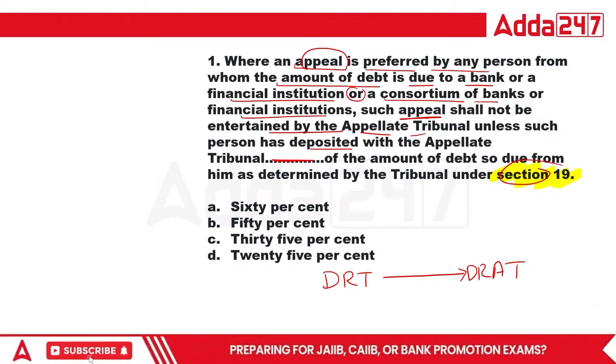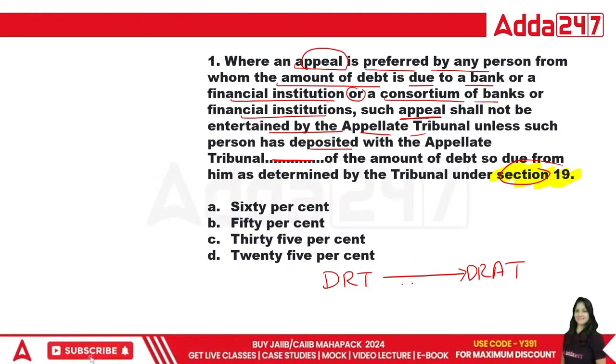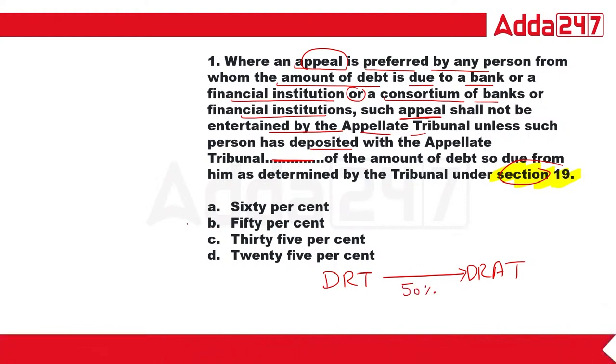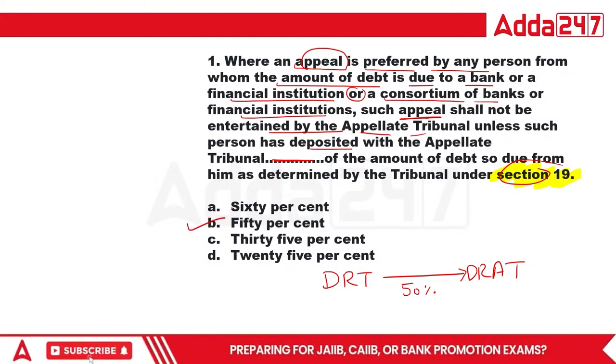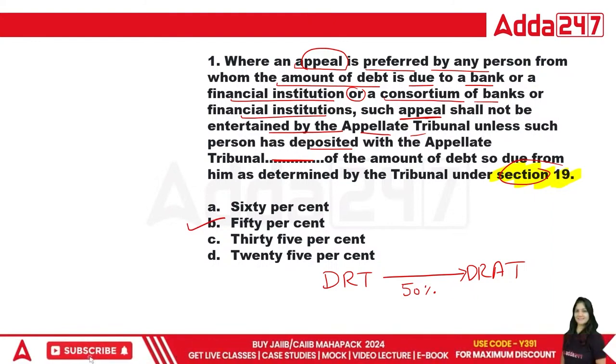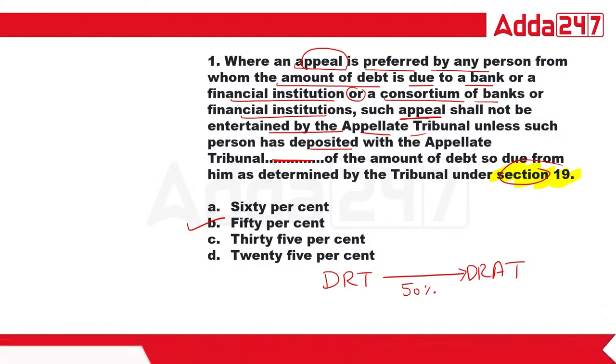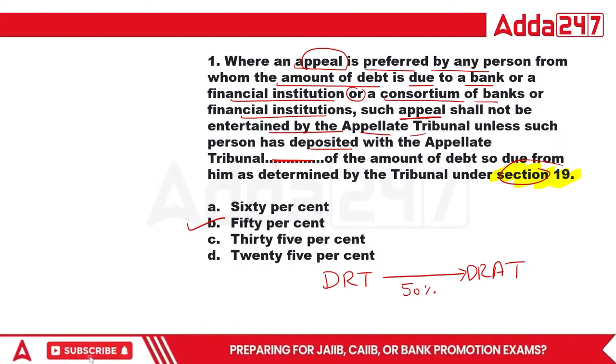So class, at this point, 50% will be the right answer. Okay, 50%, this is the right answer. So this is the exact particular cost. Is that okay? So at least you have to remember these things.